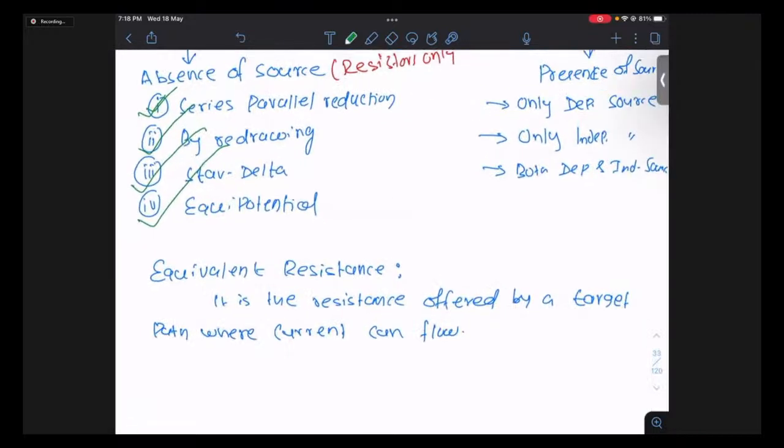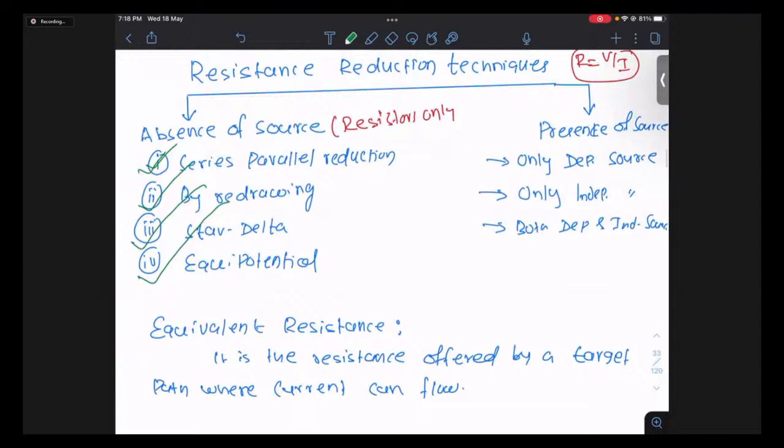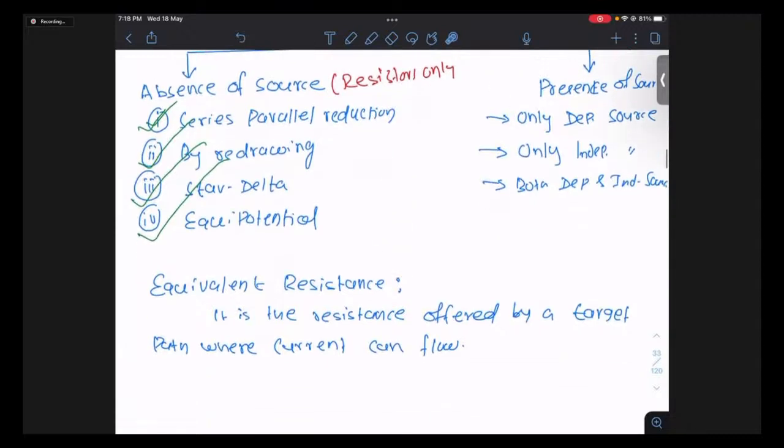Now, it is time to go to the second category, which is how to find the equivalent resistance in the presence of sources. In the cases we have seen, the resistor networks we were considering did not involve any kind of sources. They were purely resistors. But if sources are present, how do you handle the situation? There are 3 cases: only dependent sources, only independent sources, and both.